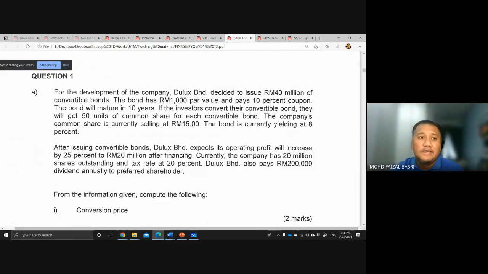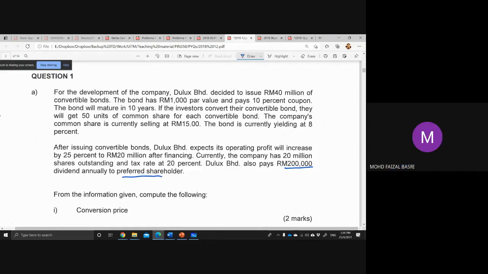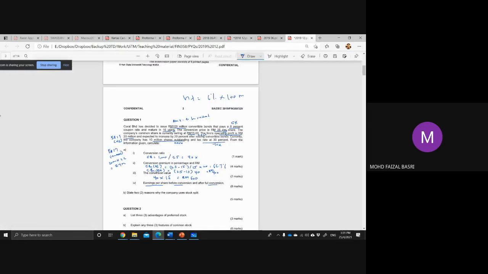Contohnya macam soalan ni, this is for December 2018. Dia ada 200,000 dividend paid to preferred stockholders. Okay, kalau ada information pasal ni, we have to minus from our net income. Okay, if any lah, that's why I said if any. But for this question, there's no indication about that.